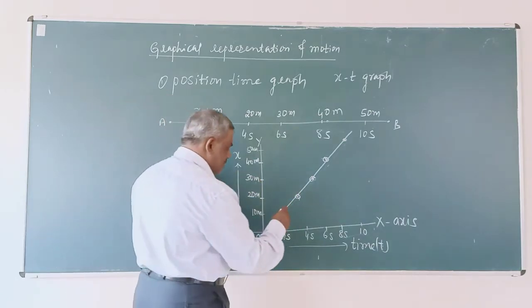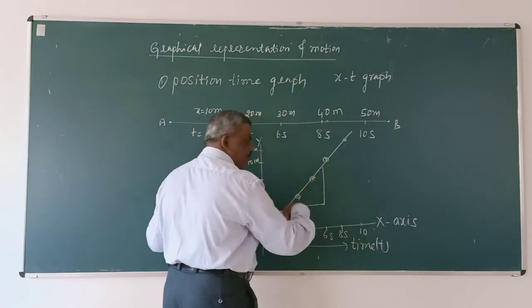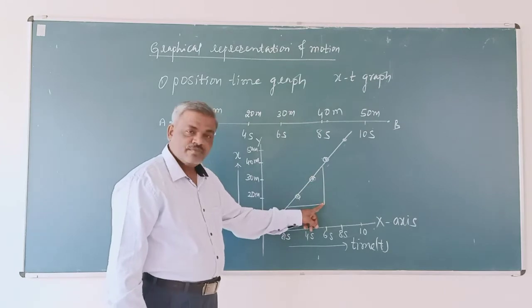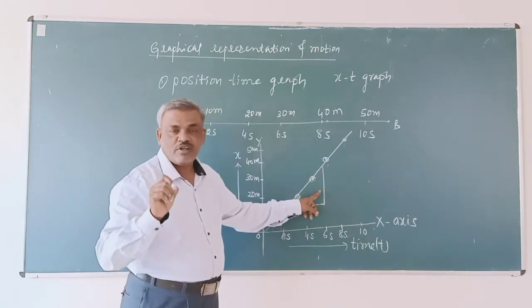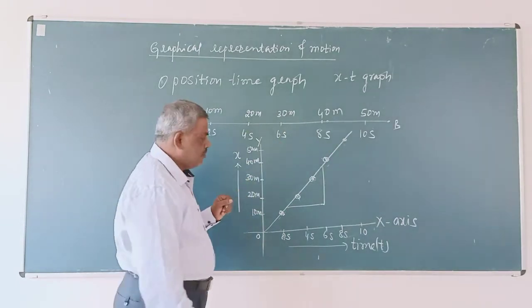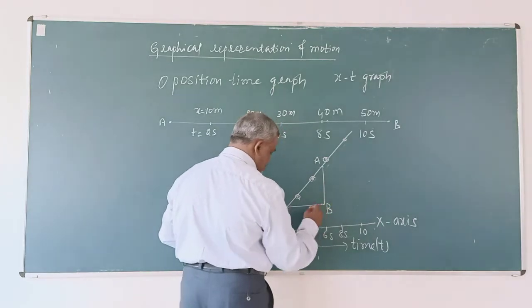Now draw a right angle triangle. This is called the slope. You draw the triangle along the graph's straight line, and that is called the slope. Now mark the points: here A, this is B, here C.